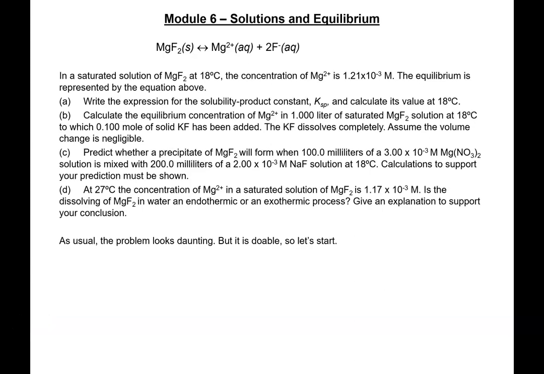These are the solutions for the Module 6 Problems for Students Part 2. Again, this is a solubility equilibrium problem. We're given an equation where we have magnesium fluoride dissolving to magnesium ion plus 2 fluoride ions.